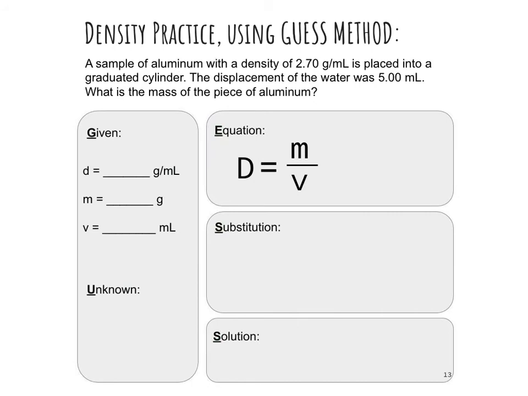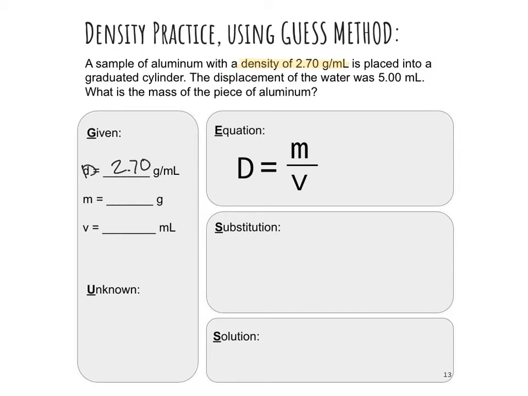All right, next question. A sample of aluminum with a density of 2.70 grams per milliliter is placed into a graduated cylinder. The displacement of the water was 5 milliliters. What is the mass of the piece of aluminum? So first step in the GUESS method is finding the givens. So we're going to read back through the problem and look for the givens. A sample of aluminum with a density of 2.70 grams per milliliter. It told us the density. So we're going to write over in the givens a density of 2.70 grams per milliliter.